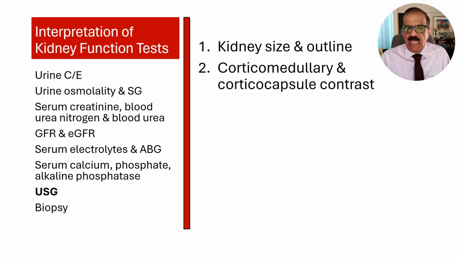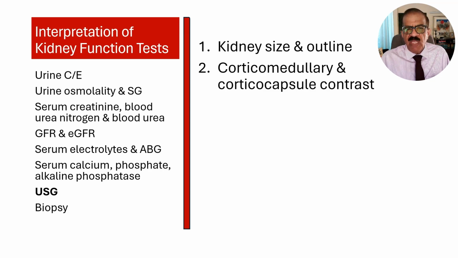So in chronic kidney disease, one simple finding is the loss of corticomedullary and corticocapsule contrast. What does that mean? You can very clearly differentiate between the cortex and medulla of the kidney. Cortex is usually blackish, medulla is usually whitish, and you can clearly tell the differentiation. Similarly, corticocapsule, the cortex is black and the capsule is white, so you can again tell the difference.